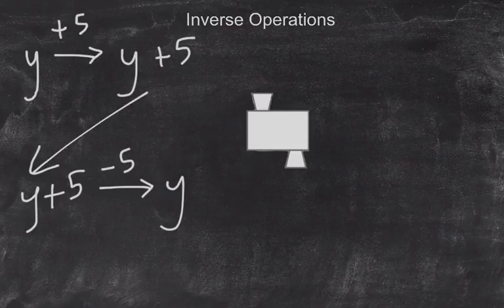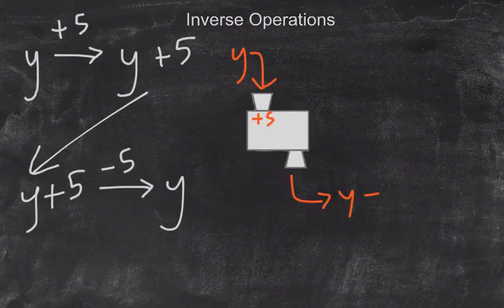So thinking of that as a function machine, I'm looking at the function add 5. I put in y, I get out y plus 5. And if I want to use that function machine backwards, I'm going to put in y plus 5. It's going to do the opposite operation, which is to subtract 5, and I'll get out y.